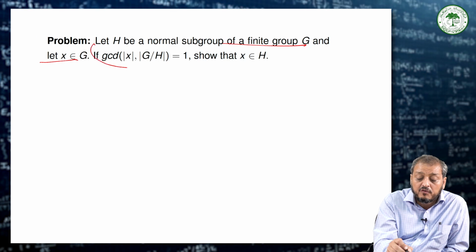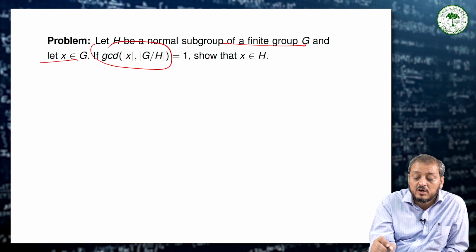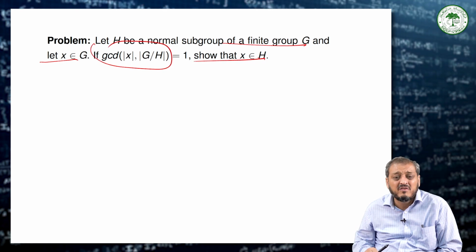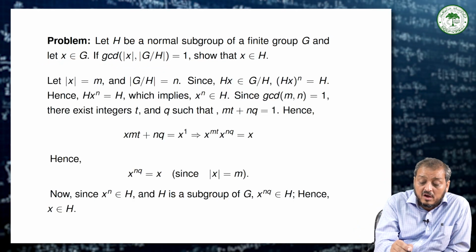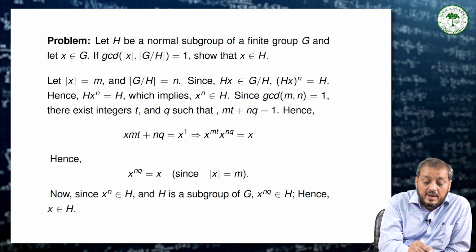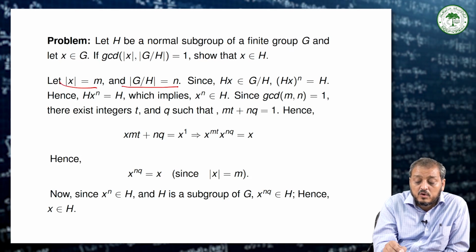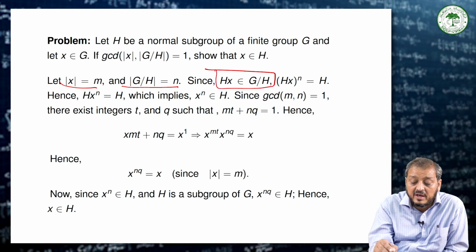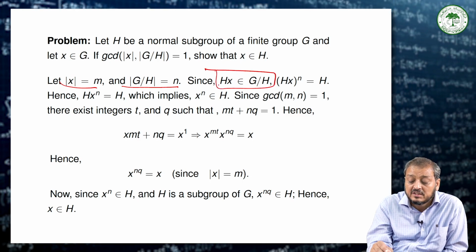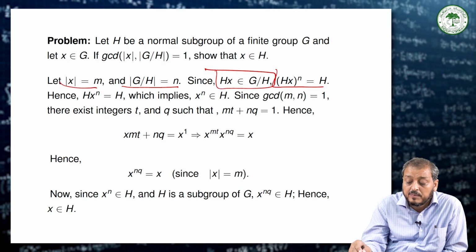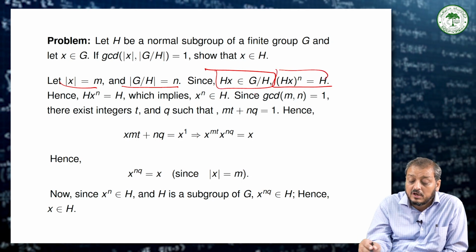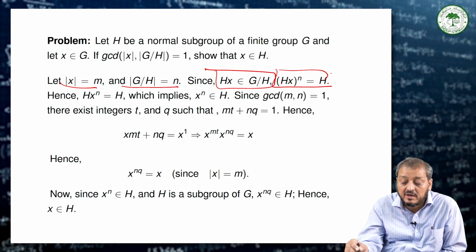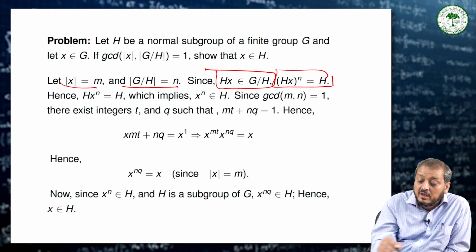If the GCD of the order of H and the order of G by H is equal to 1, then show that x is an element of H. This is very trivial. Let the order of x be m and the order of G by H be n. Then if Hx is an element of G by H, then because the order of this is equal to n, (Hx)^n is equal to the identity, which is H.